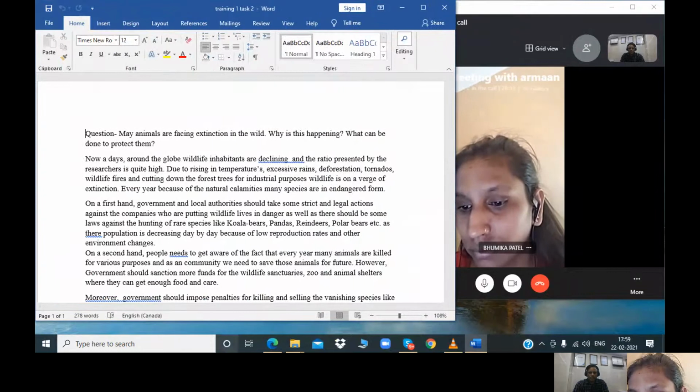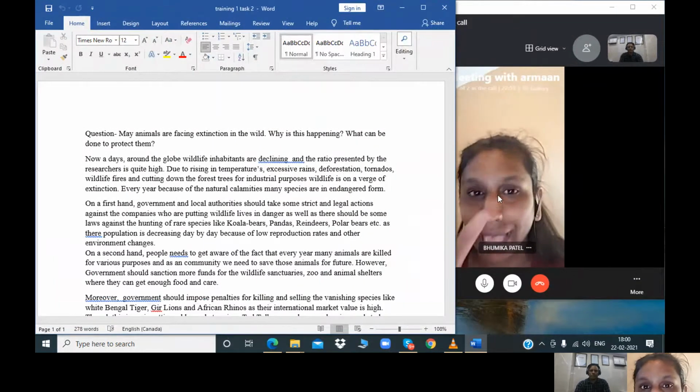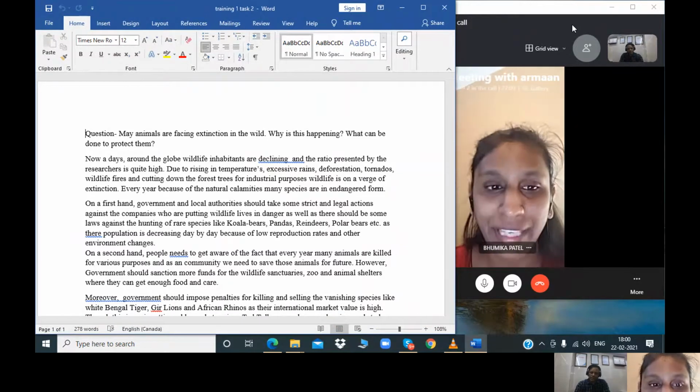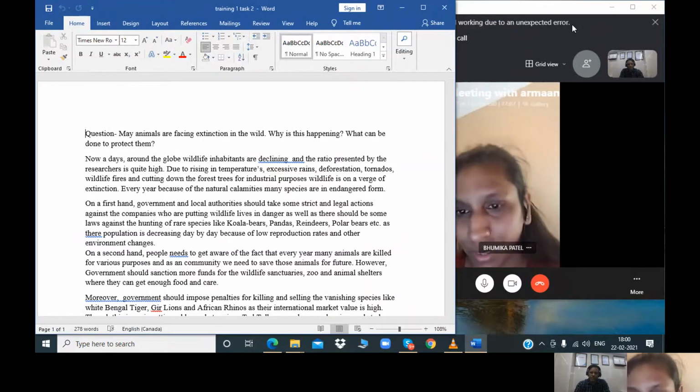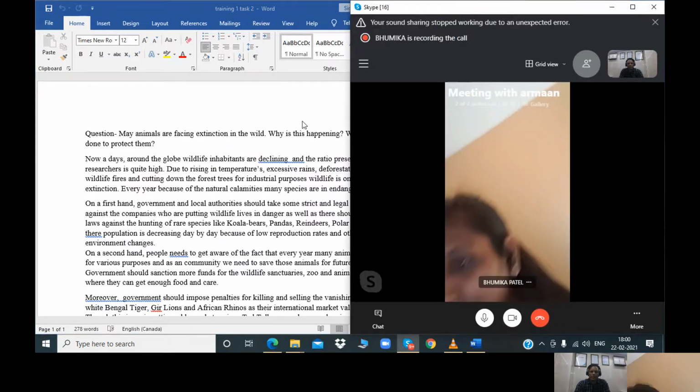So it is visible now. Yes, we can see both. I'm looking towards my computer screen so that I can make eye contact with you like this, and I can see wherever you can see. Okay, that's okay.